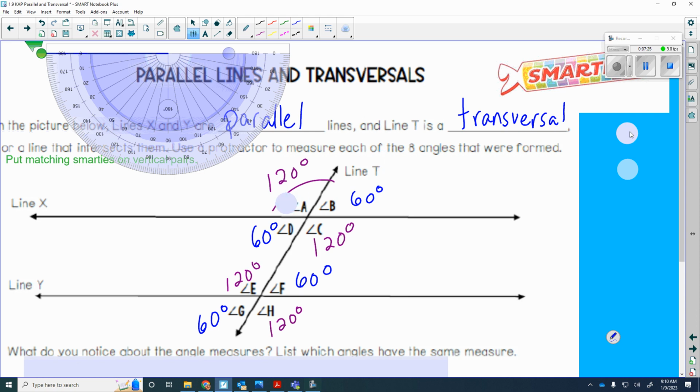So like for me, I'm going to use pink. Every time I see a 120, I'm using pink. So whatever color you want to use, doesn't matter. Now I'm going to use my other color on all the other ones.